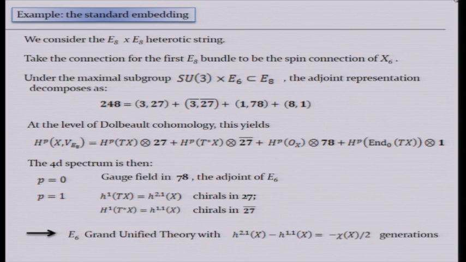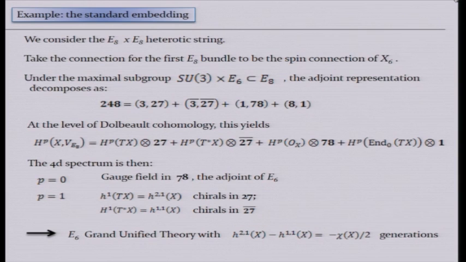Okay, so I want to apply this to probably one of the most famous examples of semi-realistic string compactification, which is called the standard embedding. What do we do? We're going to consider the E8 times E8 heterotic string. These two E8 factors, at least at leading order, don't talk to each other, so I can just focus on one E8, and do something similar for the second E8, but ignore it because it doesn't talk to the first E8.